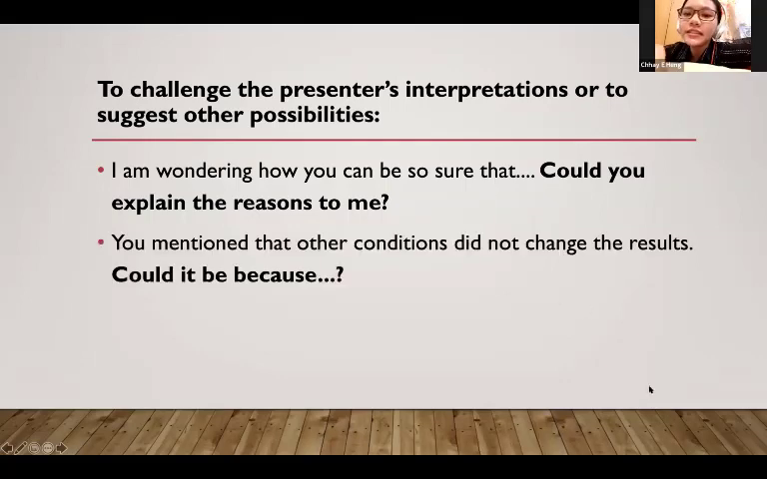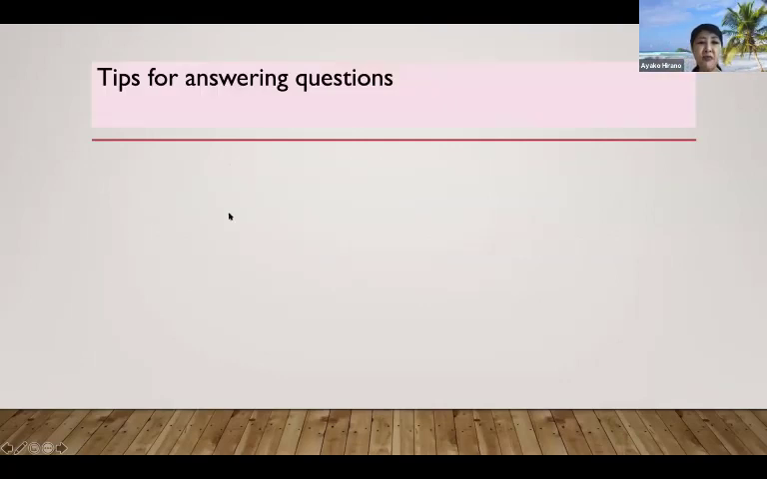Okay. And also, yes, Professor. You mentioned that other conditions did not change. Could it be because blah blah blah? Yeah. So if you have another idea which is different from the presenter's, you can use this expression. Could it be because blah blah blah? I think so, like this. And this is a tip if you are the presenter. This expression can be used when you answer questions. Okay.